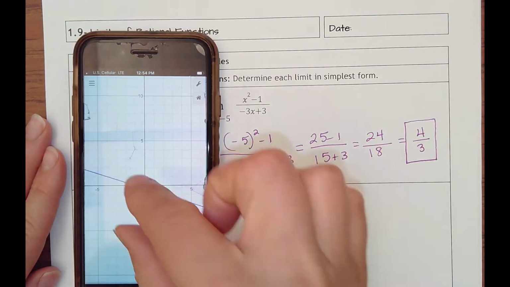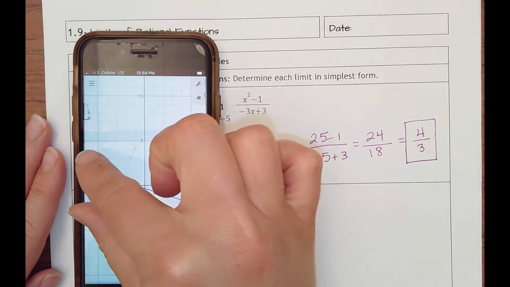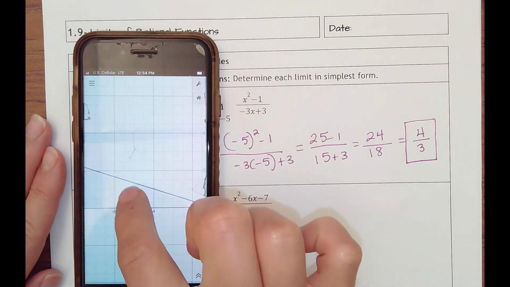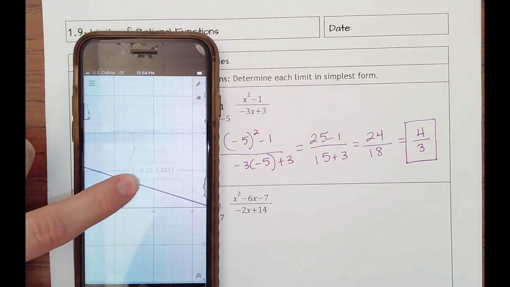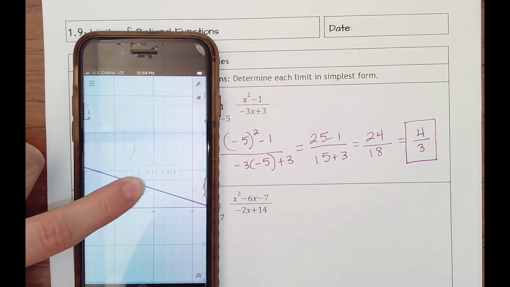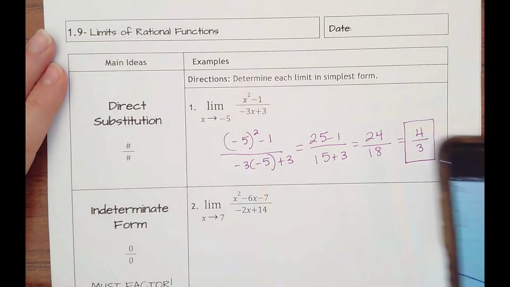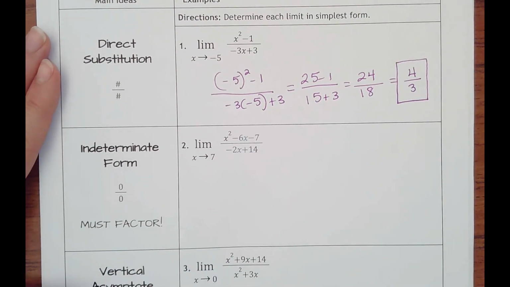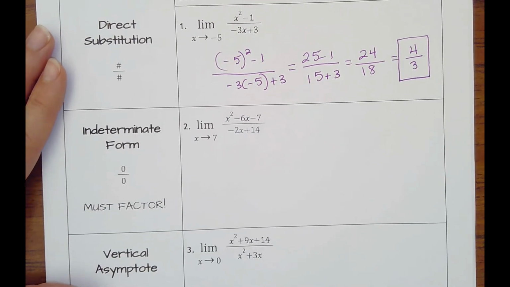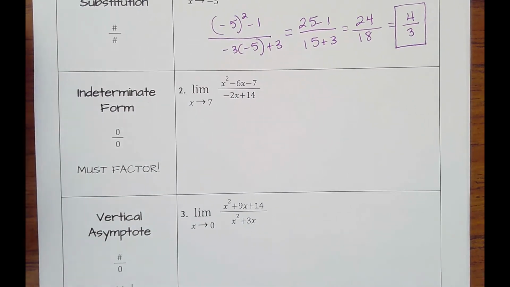Here's the graph of it. I'm looking at -5, which is right here. Let's see if I can pull up a point. I saw it for just a brief moment. It's 1.3 repeating, which is the 4/3 or 1 1/3. So that is correct. There was no problem with having a piecewise where you've got to jump. Everything's good. So I always do that first.